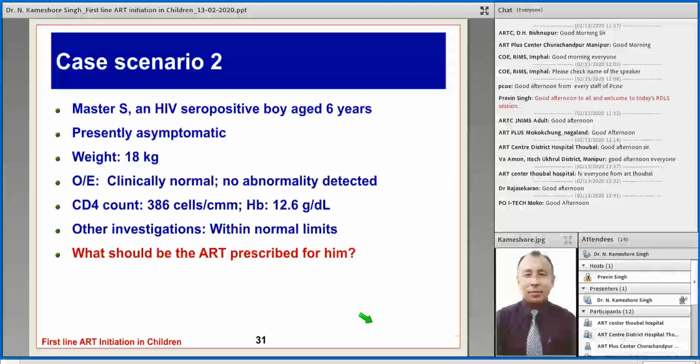Let us see case 2. Master S, HIV-positive boy, 6 years, that is between 3 years and 10 years. Asymptomatic, weight is 18 kg, which is appropriate for the age. On clinical examination, general physical examination is normal, no abnormality detected. CD4 count is 386 cells per cubic millimeter. Hemoglobin is 12.6 gram/deciliter. Other investigations are within normal limits. So what should be the ART prescribed for this 6-year-old boy? Let us see.